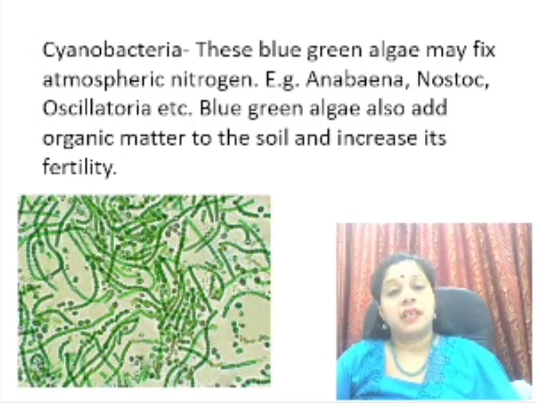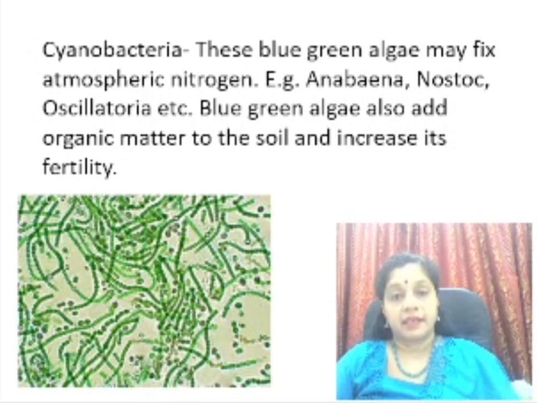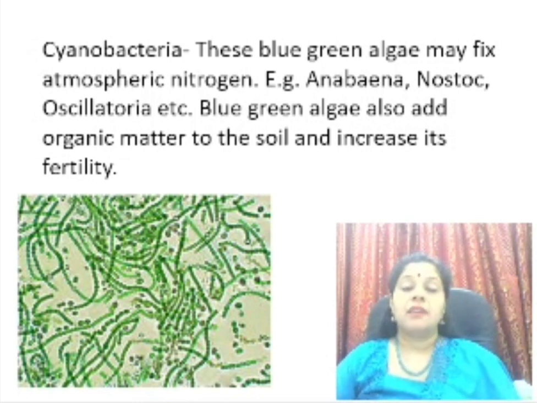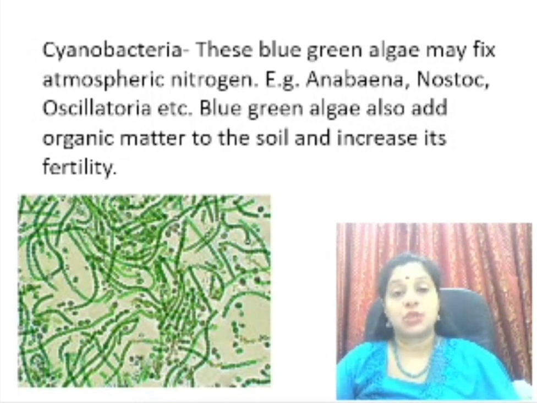The biofertilizers we learned are, first, nitrogen-fixing bacteria like rhizobium, azospirillum, acetobacter. Second is mycorrhiza, a Glomus in association with the roots of our trees. Third is cyanobacteria or blue-green algae, which can fix atmospheric nitrogen and also add organic matter to the soil.